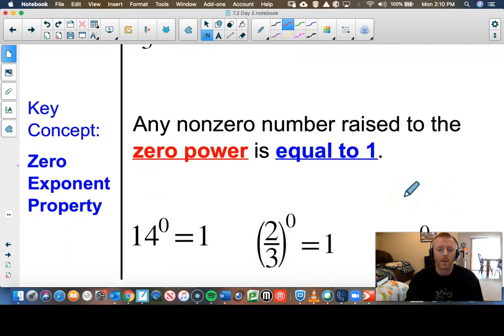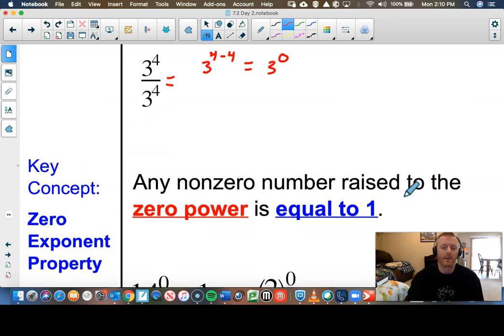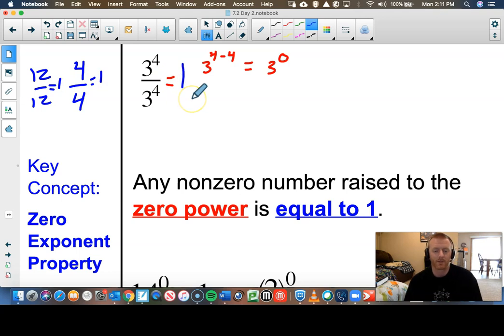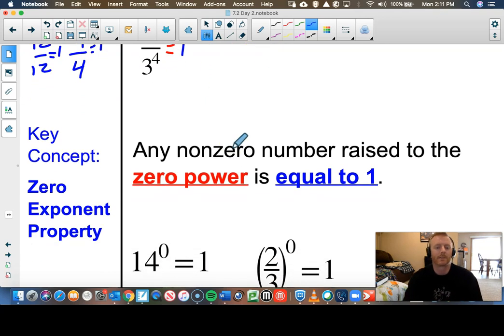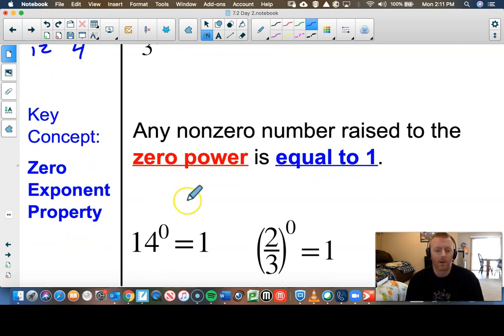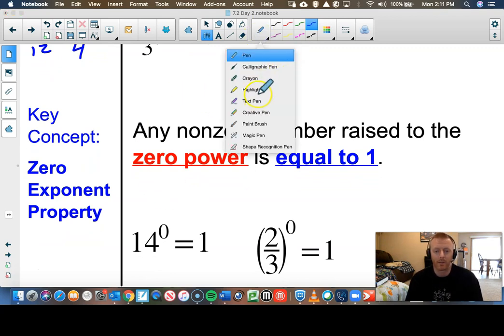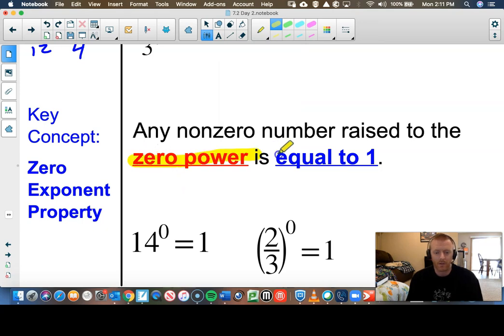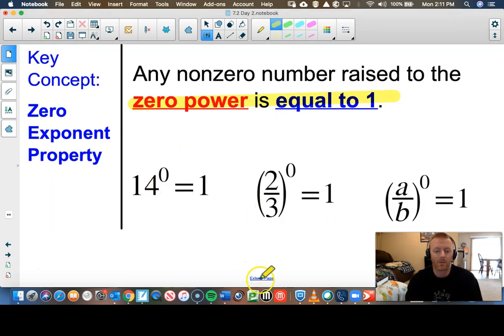Now, we know from years and years that if I take 3 to the 4th divided by 3 to the 4th, or 4 divided by 4, or 12 divided by 12, the answer is equal to 1. Every single time we have something to the 0 power, that means that the answer is equal to 1. So this is one of the all-time favorites for you guys, because when you say something to the 0 power, you know that you're just going to trade that piece out for a 1.